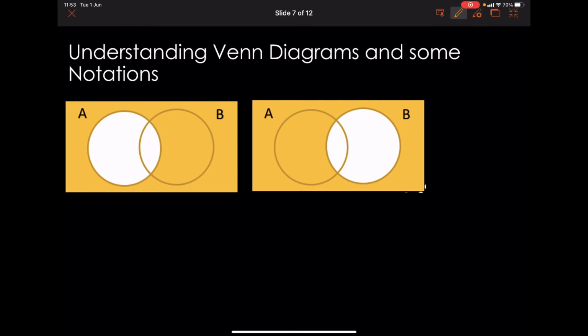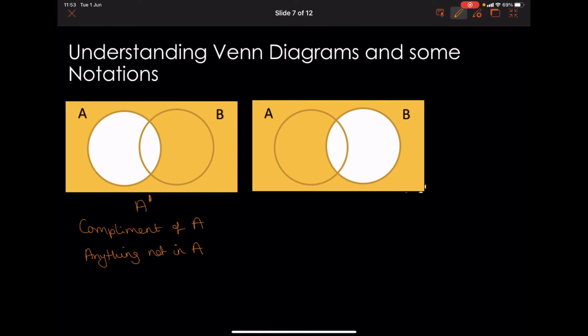This one is saying all of the numbers that aren't in A, and it's written like this, and we call it the complement of A. So there might be a question that says, what is the probability of choosing A with this little apostrophe, and you basically need to show the probability of anything that isn't in A. Anything not in A.